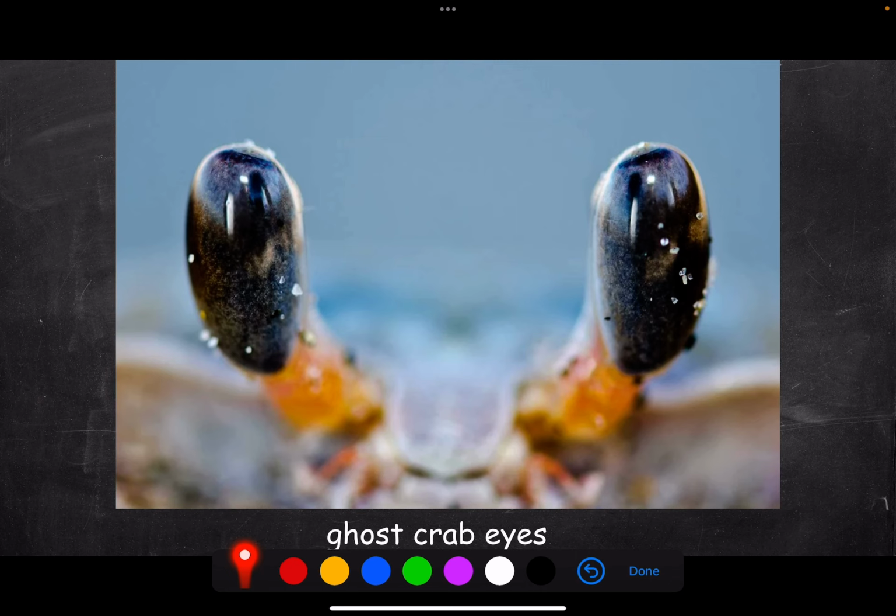Then we have the eyes of a ghost crab. Crabs have stalk eyes, which means that it's basically on these sticks, right? They come out of his body. They can put their eyes back in their body. They can pull them out again. Very strange. You'll notice that there's sand on the eyes, and the crab's not at least bothered by it.